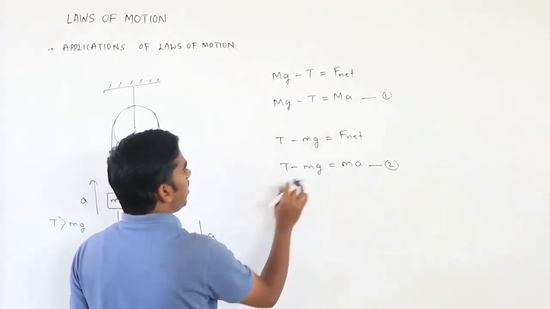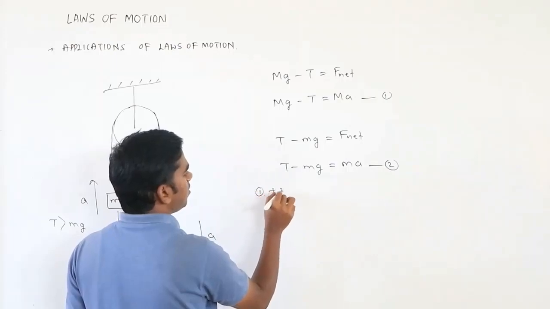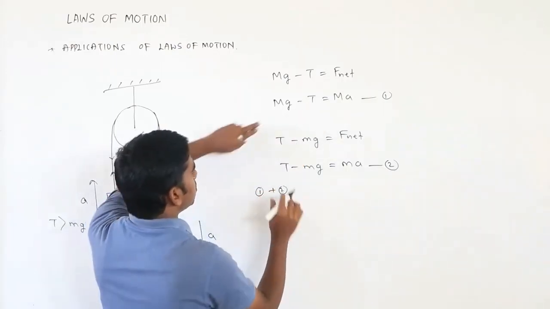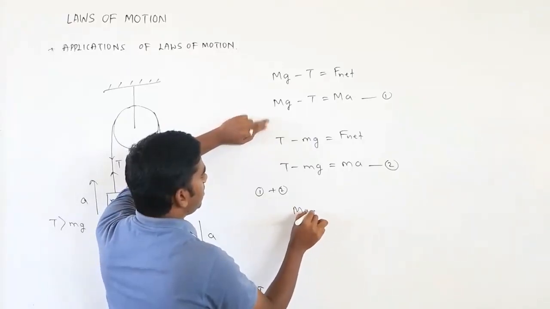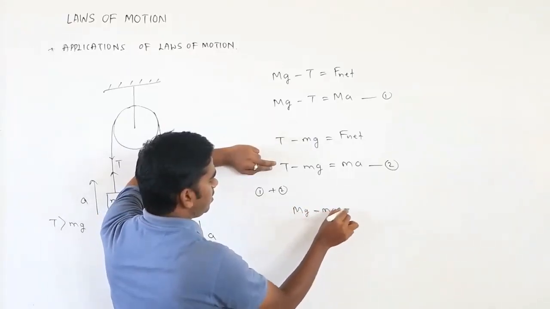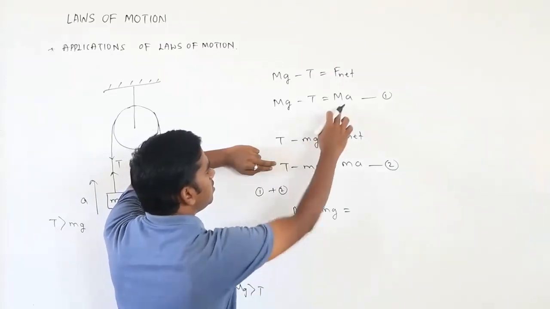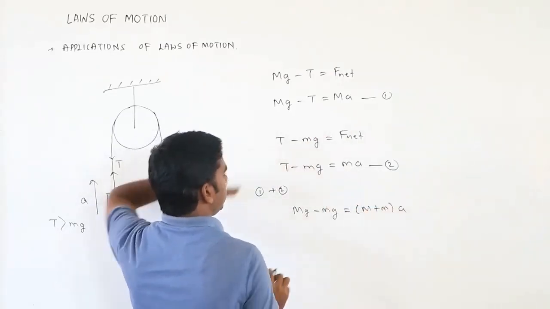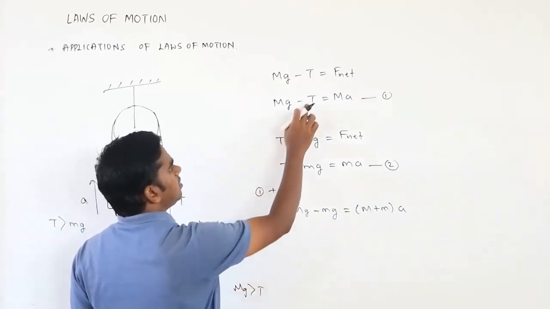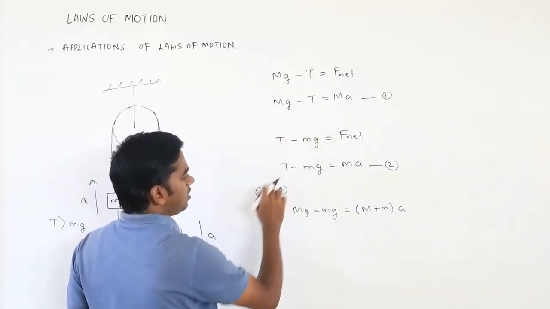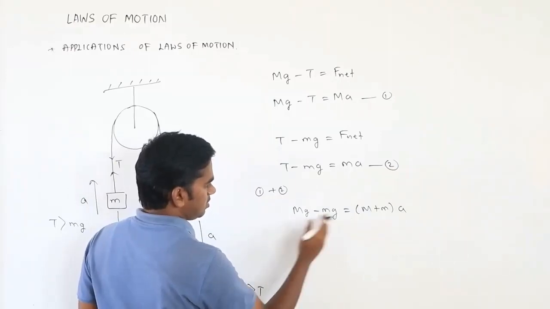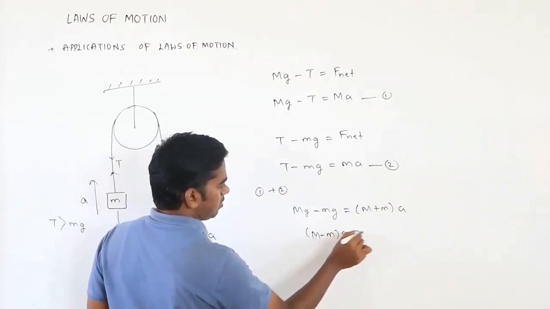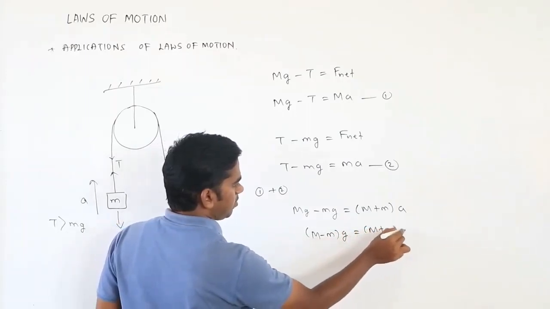Adding these two. If you add these two, equation 1 plus 2, what will happen? Minus T plus T will get cancelled. So what remains is M into G minus m into G equals M plus m into A. This plus T and minus T will get cancelled. So what can you write? G you can take common. So M minus m into G equals M plus m into A.